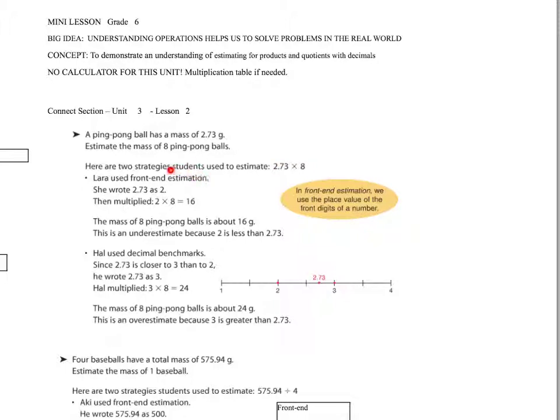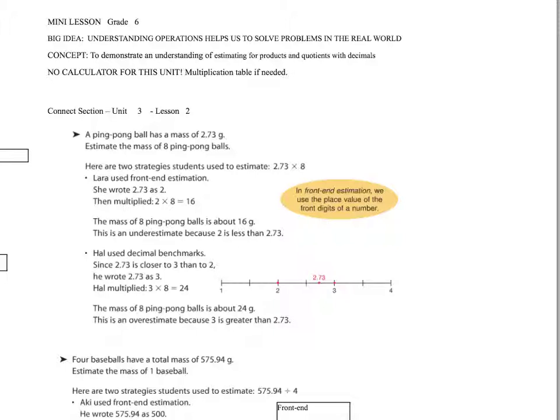To estimate, she used front-end estimation, and front-end estimation is not any different than it was before when we were adding and subtracting. We use the place value of the front digit of a number, so I'm going to make 2.73 into 2. 2 times 8 is 16. So 16 is very close to what our answer would be.